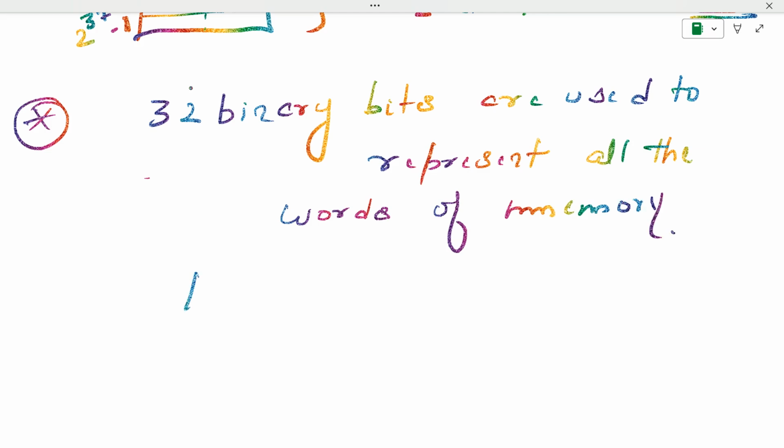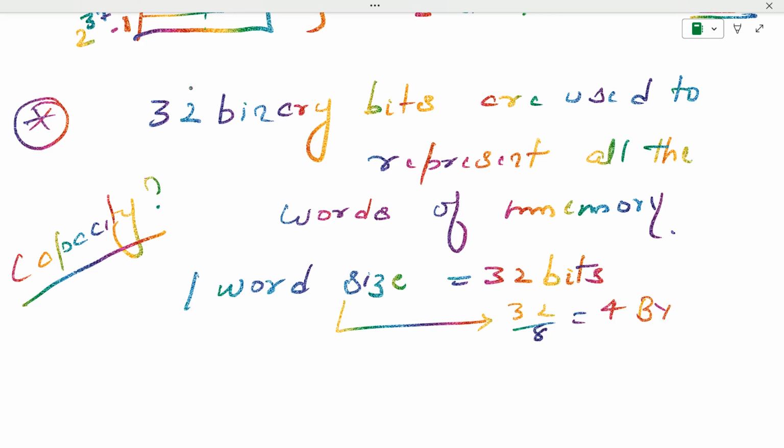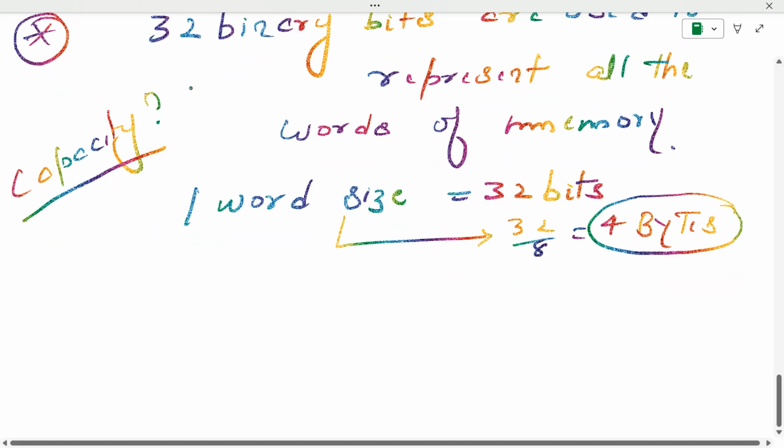And each word, one word size is equal to 32 bits. Then what is the capacity of this memory? Now see, this question is a little bit twisted. Here you have been given word size as 32 bits, that is equal to 32 upon 8, that is equal to 4 byte. So you have the word size, but now you don't have the number of words.